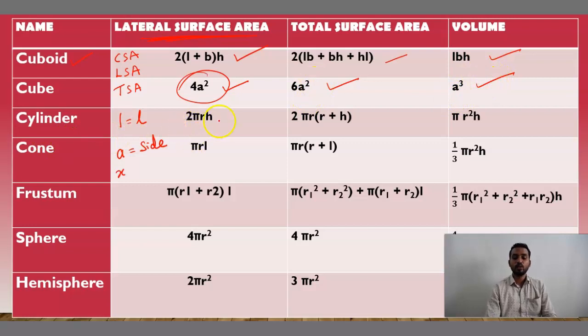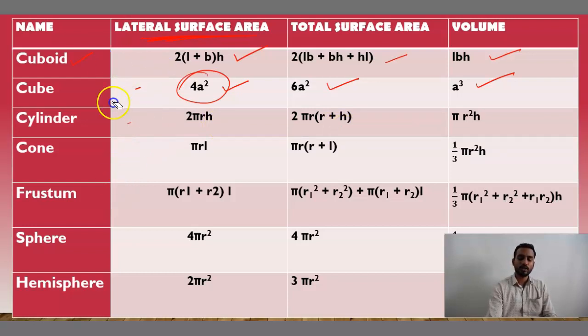Cylinder: curved surface area is 2 pi r h, total surface area is 2 pi r into (r plus h), and volume is pi r square h. Students, I want to tell you one thing in this case: how to remember the formulas.